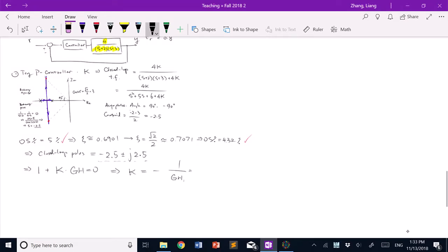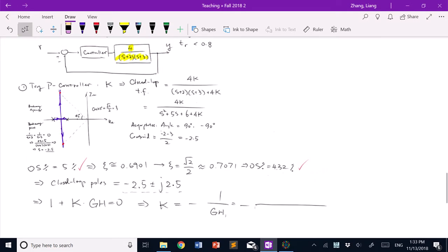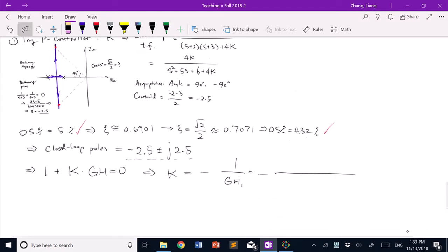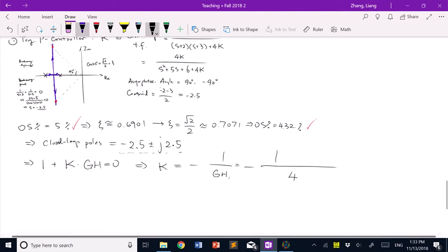Okay, so this will be equal to what? So those will be negative, and I flip the transfer function up top. So 4 divided by that, so it will be something divided by 4. Now I have two poles, a pair of complex poles. I can plug in any one of them. So I can choose just the one with a positive imaginary part.